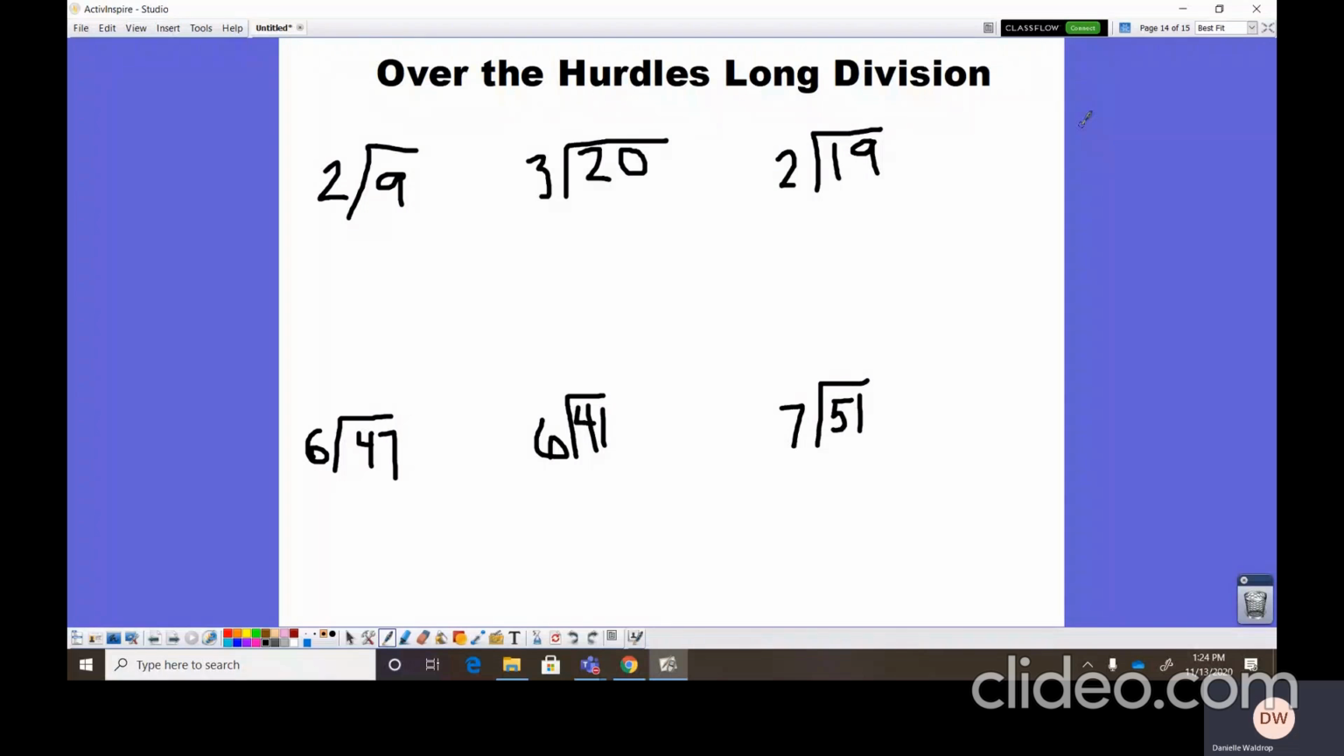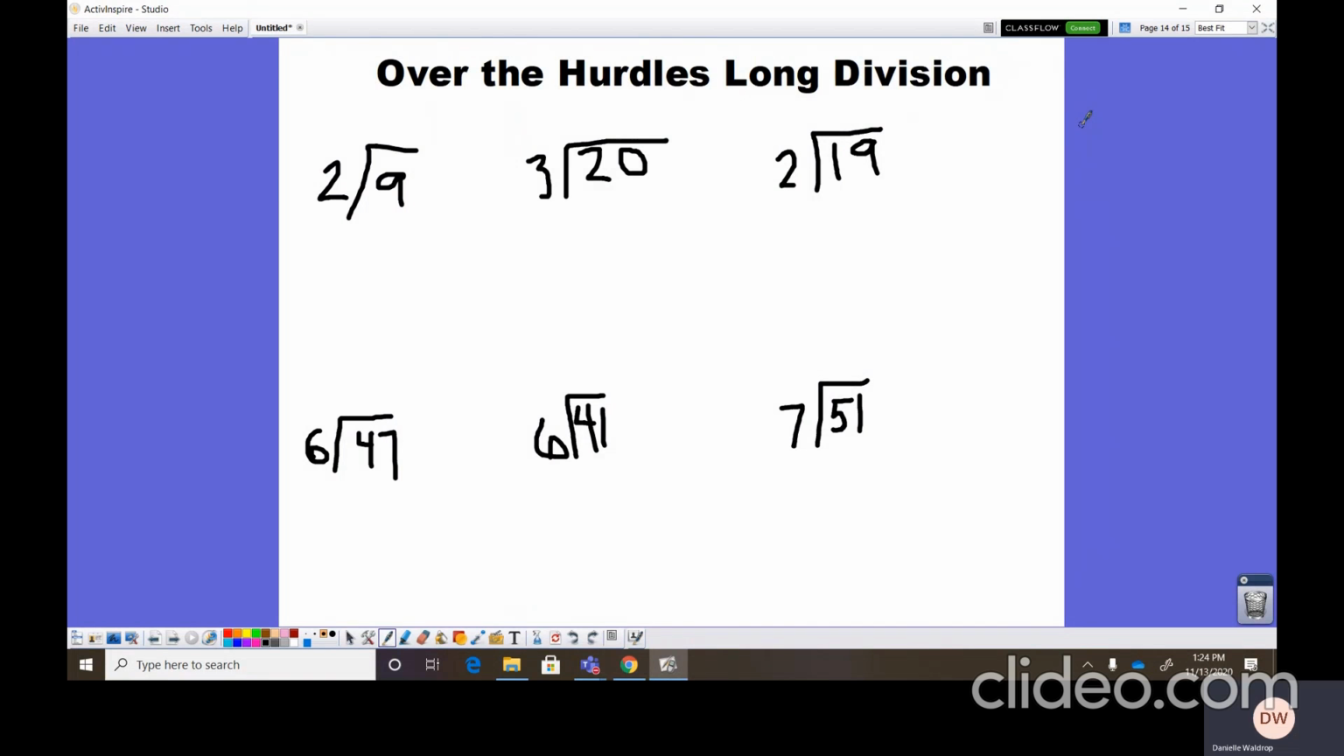All right, so for today, your math day 4, you're going to be practicing starting how to do long division. Okay, and so you've got a couple sheets to do. One sheet, we're going to do all of them together, and then you're going to do the other one on your own for practice. So we're going to go through and do over the hurdles together. We're going to do all the problems together so you can work right along.